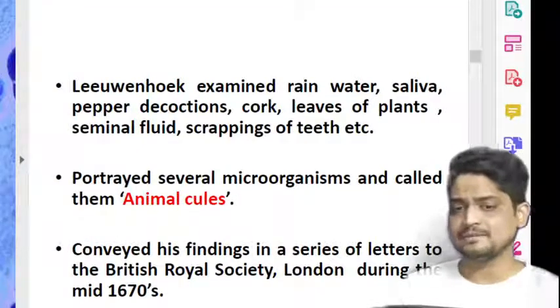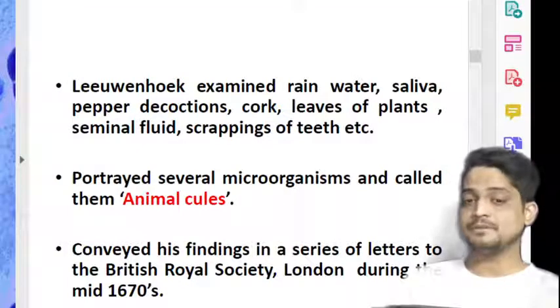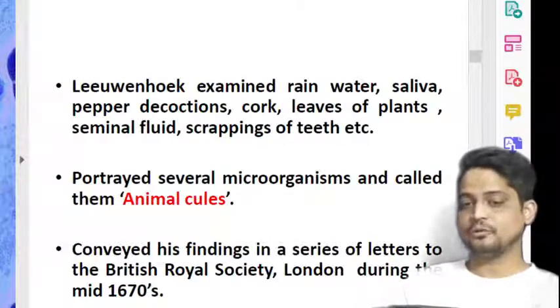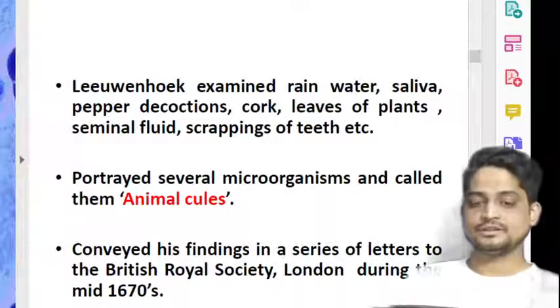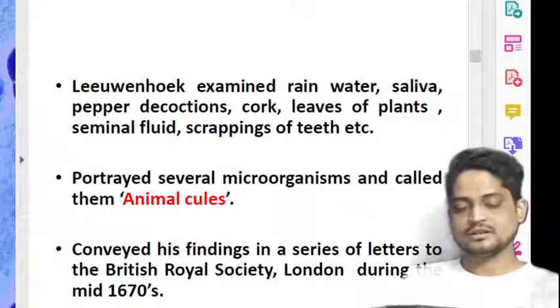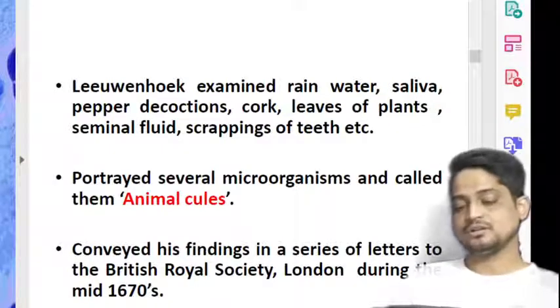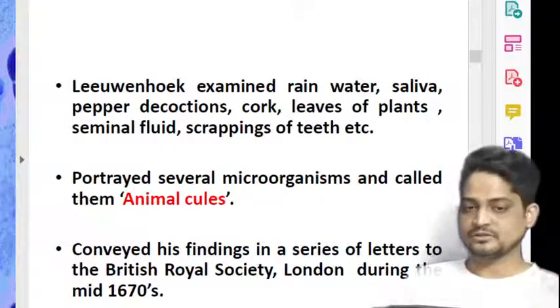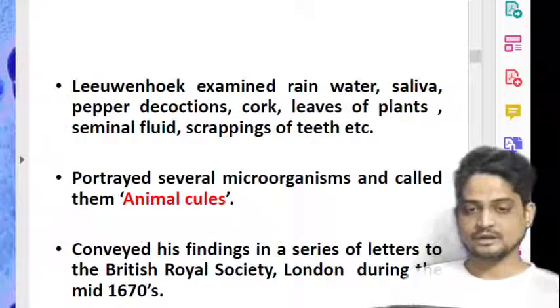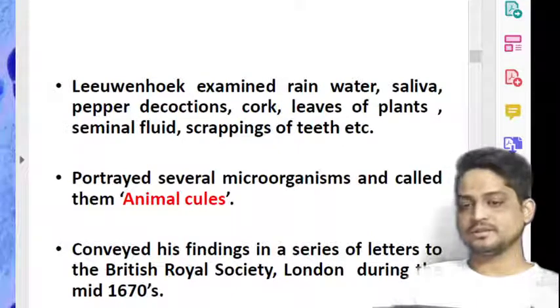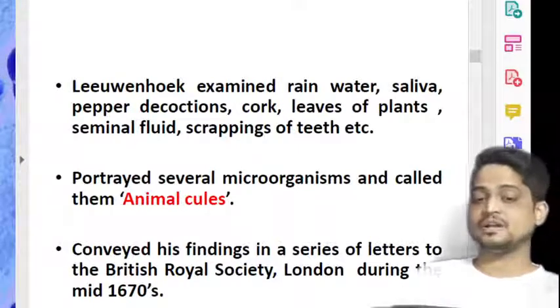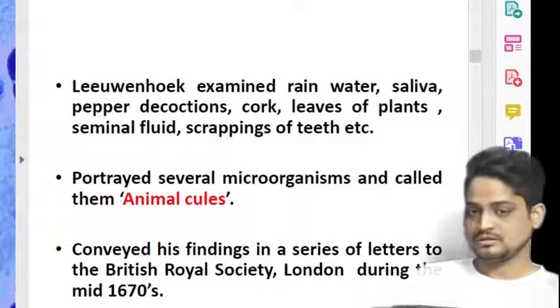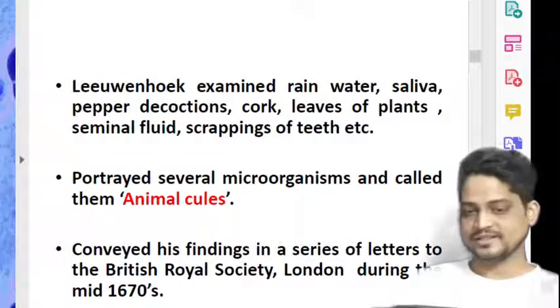Leeuwenhoek examined rainwater, saliva, pepper, decoration of cork, leaves of plants, seminal fluid, and scrapings of teeth, etc. Out of them, he extracted the material and then identified the microorganisms under the microscope which he had developed. He portrayed several microorganisms and called them animalcules. This was the term given by Antony van Leeuwenhoek for those microscopic organisms.